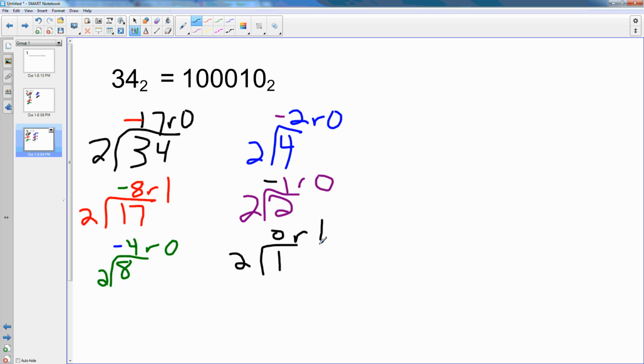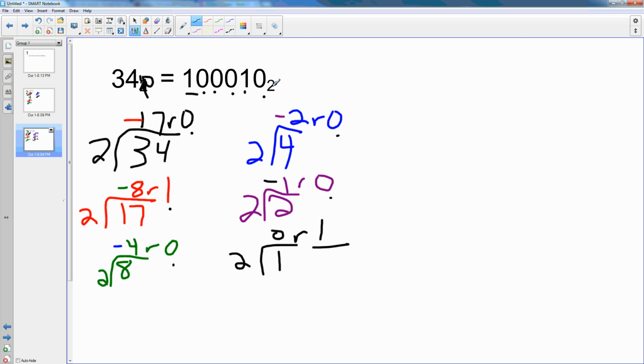Now there's my number, 1. So this 1 right here comes right here. This 0 goes right here. This 0 goes right here. This 0 goes right here. You just put them back up in reverse order. 1 goes right there. And then my last 0 goes right there. And there it is, 34, and that should be base 10. Okay, 34 base 10 is 100010.